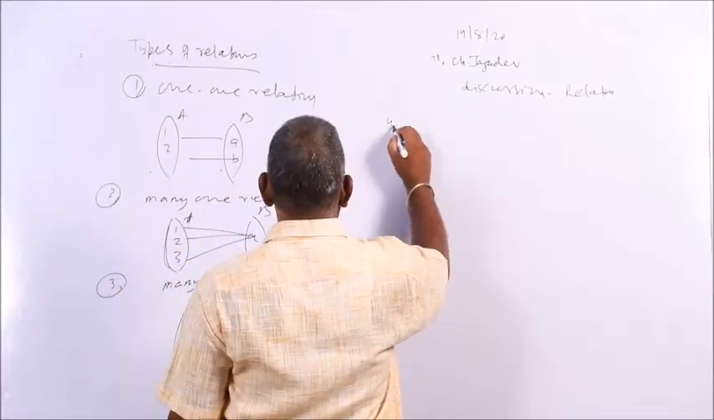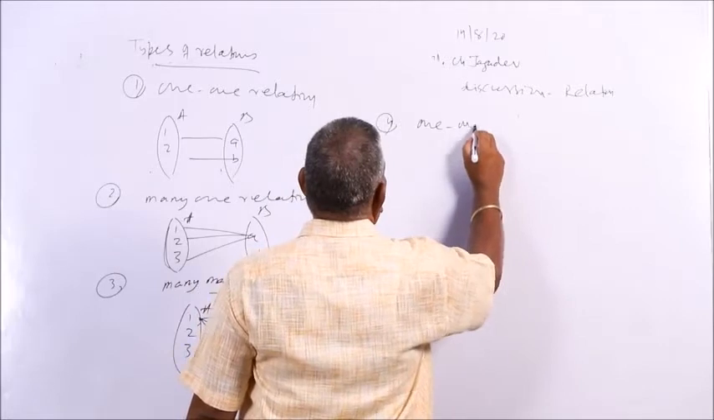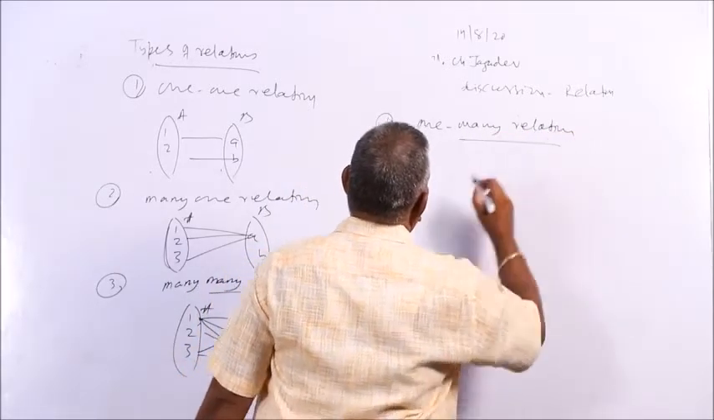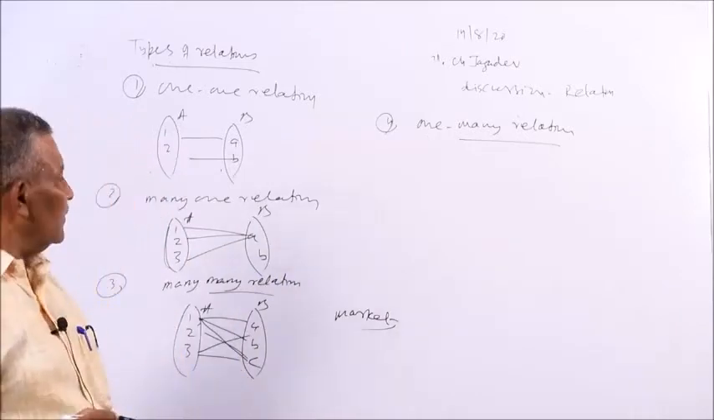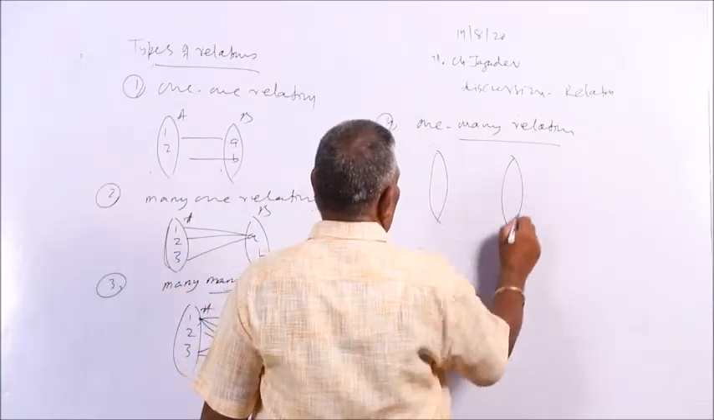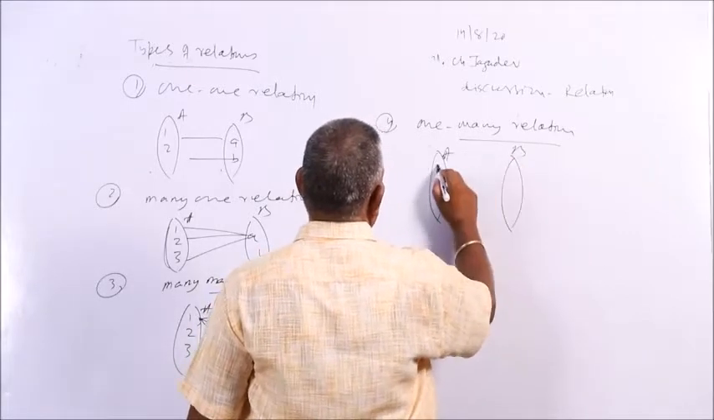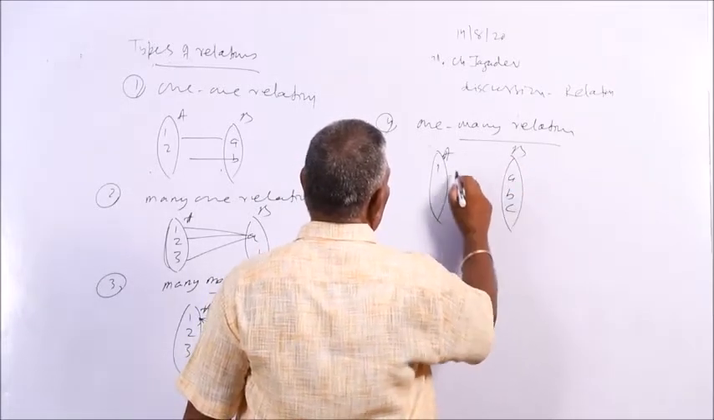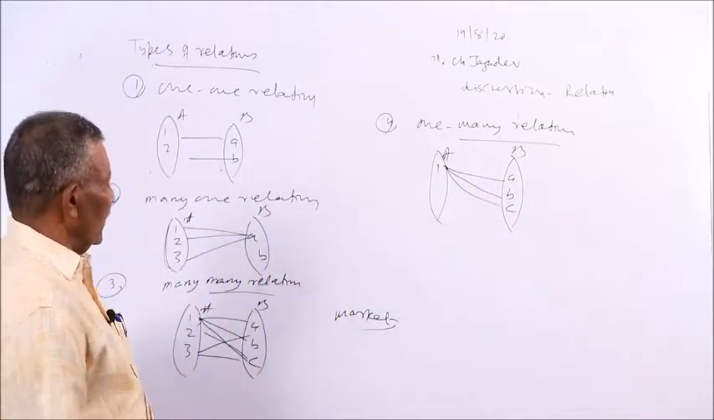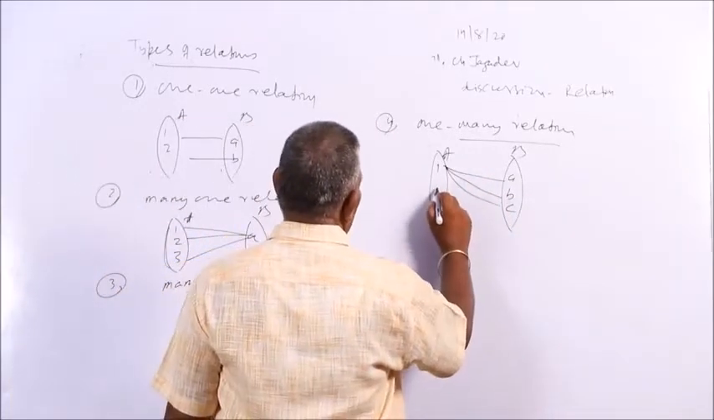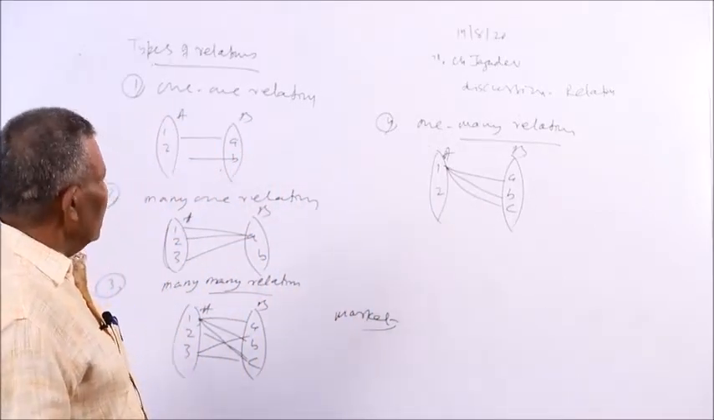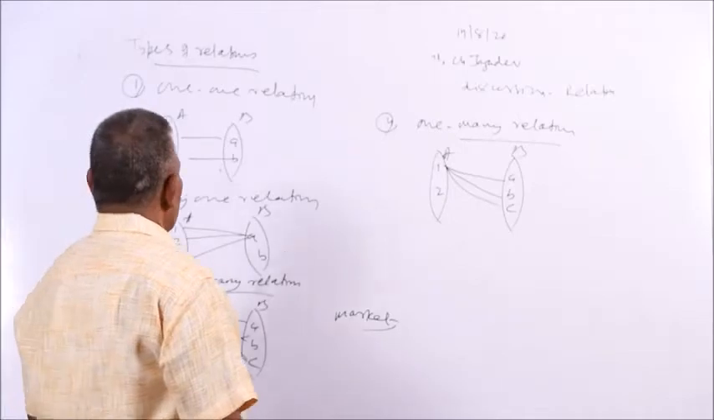Next, one-many relations. That means in the domain set there is only one element, and in the range set many elements. This is your one-many relation, or you can keep some elements also here without being related to any element of the range set.